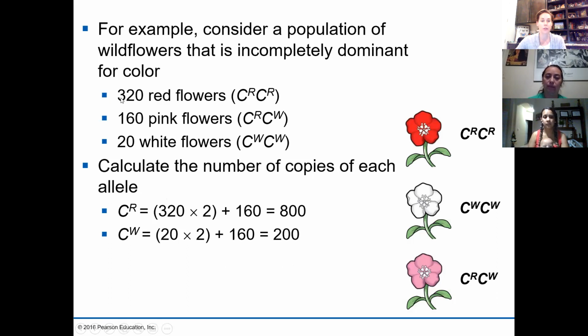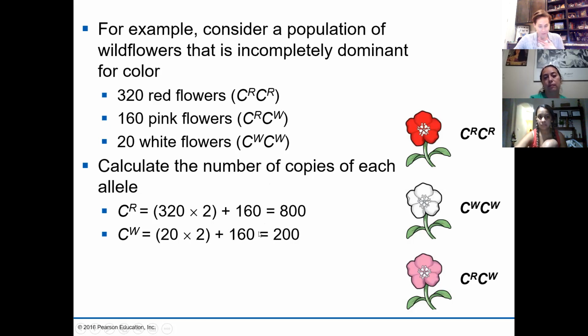Well, we have 320 red flowers in our population, but we also have two of those alleles, right? Because it's homozygous. So 320 times two of those alleles, plus our heterozygous. We have 160 pink flowers, which means we have 160 red and 160 white. So that's where that 160 comes from. That leaves 800. That should add up to 800. And then our recessive allele, we have 20 white flowers. So 20 from mom and 20 from dad, 20 times 2, plus the 160 of those heterozygous.